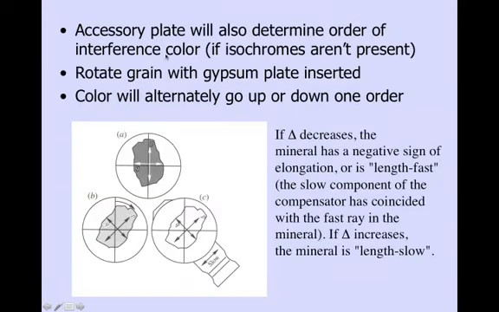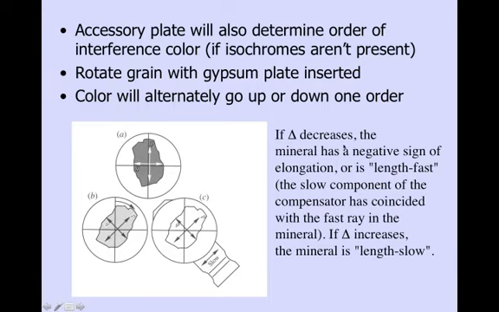The accessory plate will also help you determine the order of interference color, and that's particularly helpful if you don't have any isochrones on the grain that you're looking at to compare to. You can rotate the grain on the stage with the gypsum plate inserted, and then you'll see the interference color will alternately go up or down one order as you rotate it through to parallel and perpendicular to the slow direction on the accessory plate.